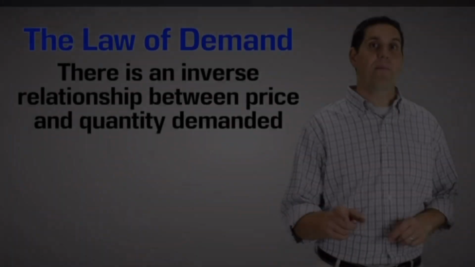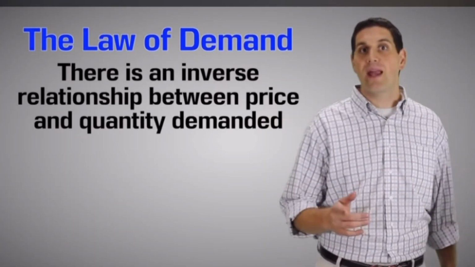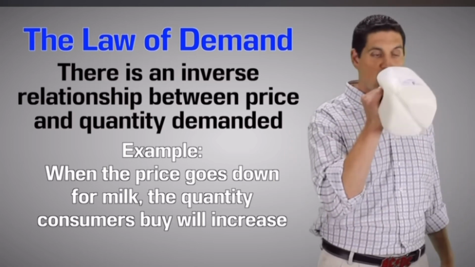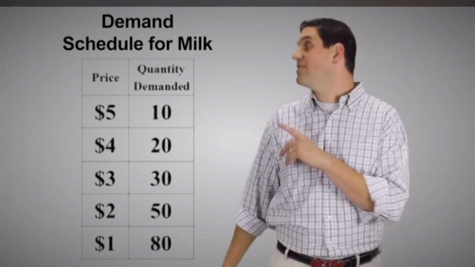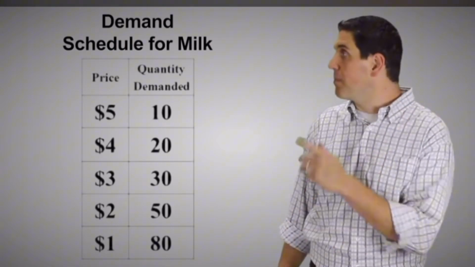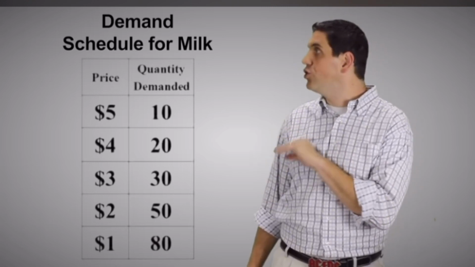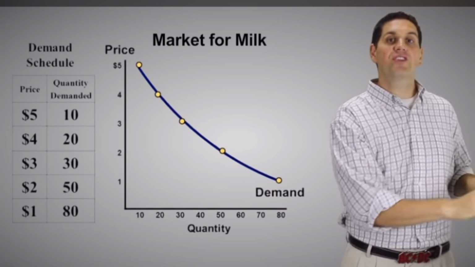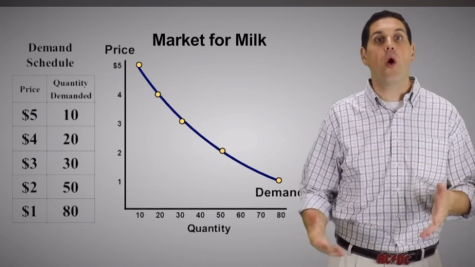First thing you have to understand about demand is the law of demand, which says that there's an inverse relationship between price and quantity demanded. That means when the price goes down, the quantity demanded increases. So take a look at this demand schedule. As you can see, when the price goes down to 4, 3, 2, and 1, the quantity demanded increases. Now when you plot these points, you're going to get a demand curve, which looks like this. It's a downward sloping curve showing the law of demand.